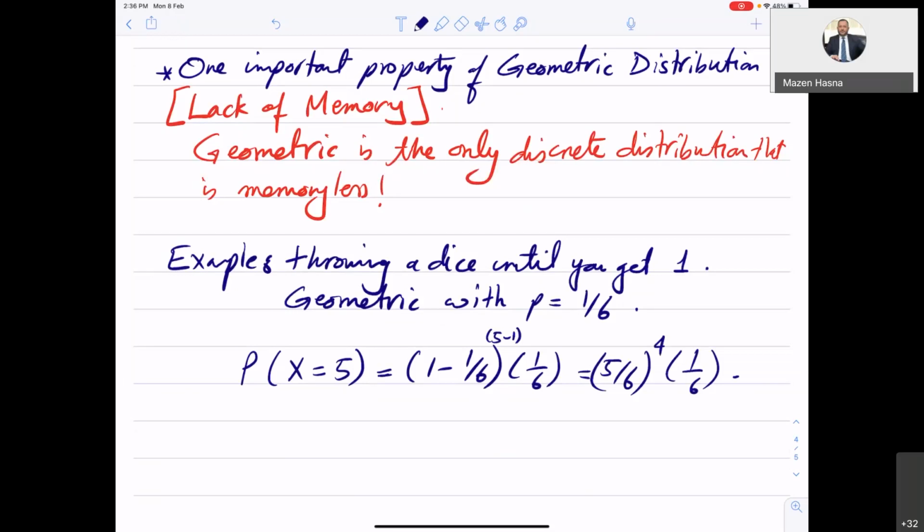You went to the side of the room, and someone wrote 1/6 to the power 5. 1/6 to the power 5 means that you will get 1 in 5 trials in sequence. So you'll get 1 in the first trial, and the second trial, and the third trial. Anyhow, let's go back to our example.